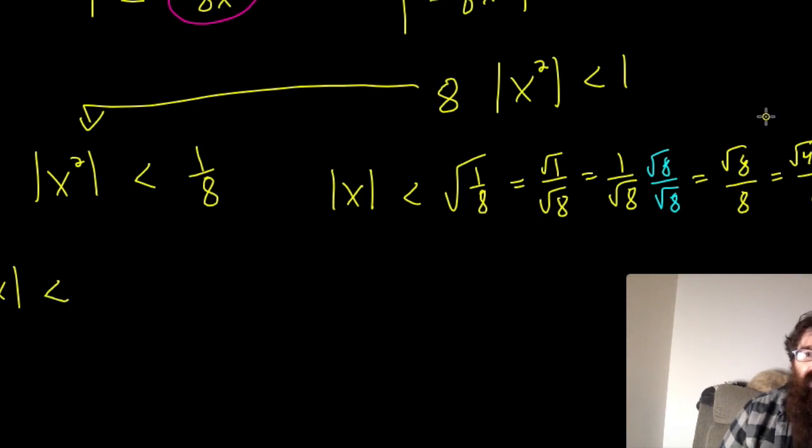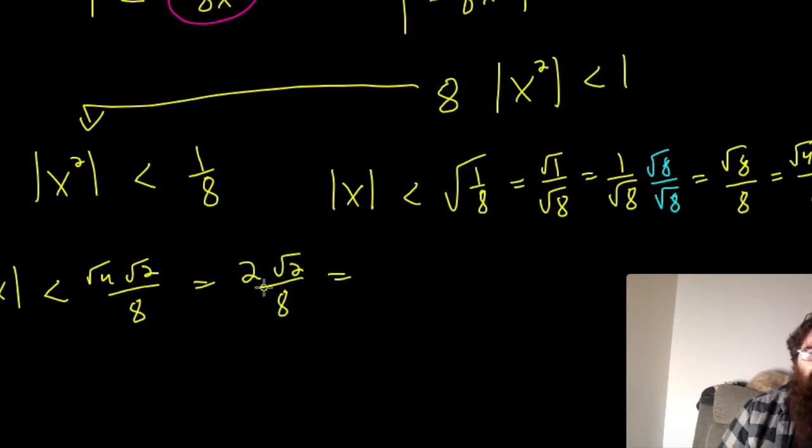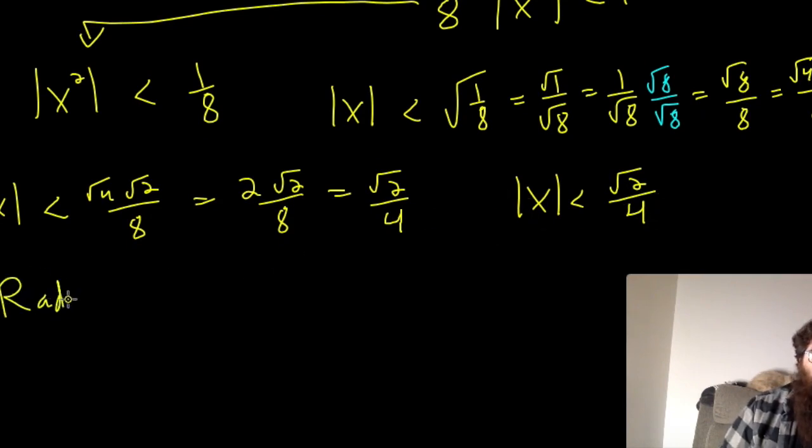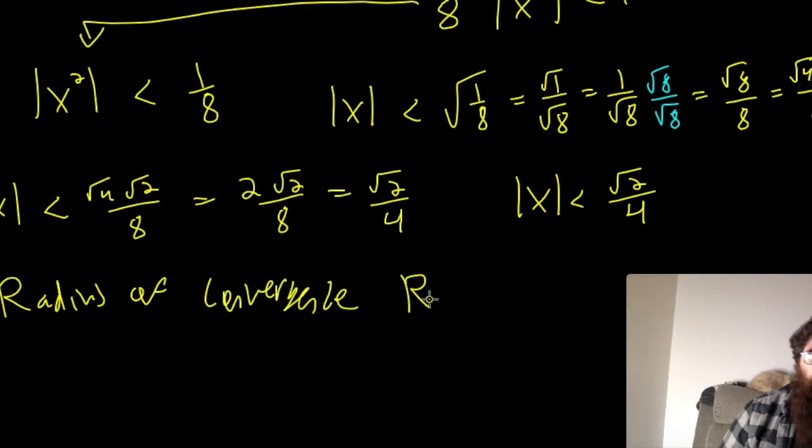Absolute value of x is less than. Here I can use the product property of the radical. Say square root of 4 times square root of 2 all over 8. Square root of 4 is 2, so 2 radical 2 all over 8. I can reduce 2 over 8 by 2, so I get radical 2 over 4. Looks good to me. So now we can say absolute value of x must be less than radical 2 over 4. And this gives me my radius of convergence. My radius of convergence, capital R, is radical 2 over 4.